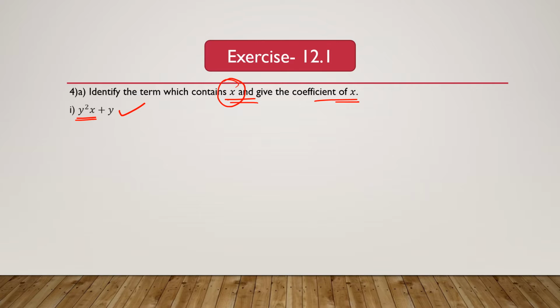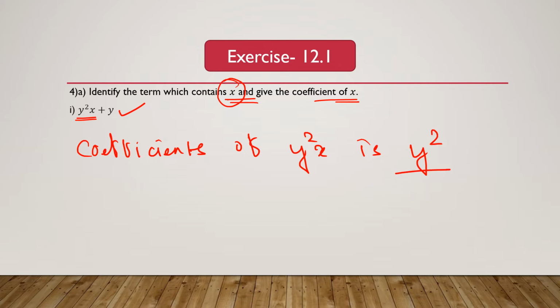So first term is y square x and coefficient of the term y square x is y square. So this is the coefficient of the term y square x which contains the variable x. So the term is y square x and the coefficient of x is y square.